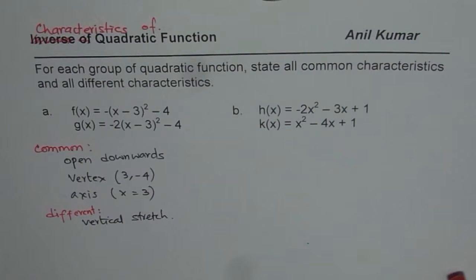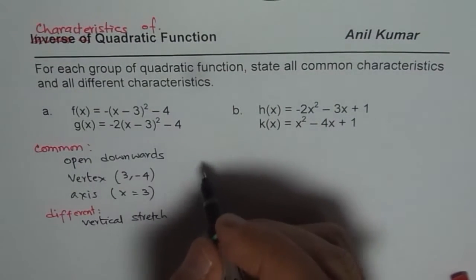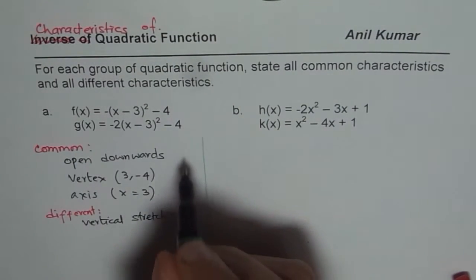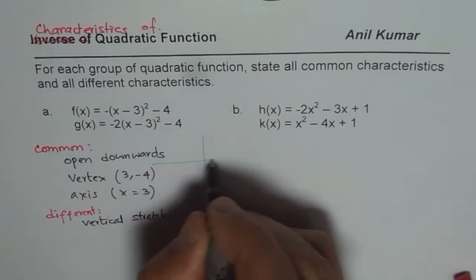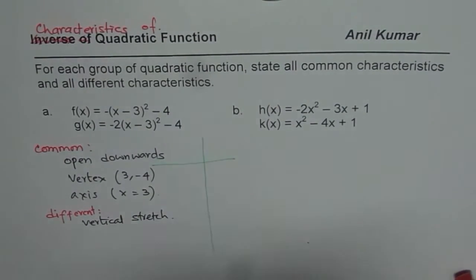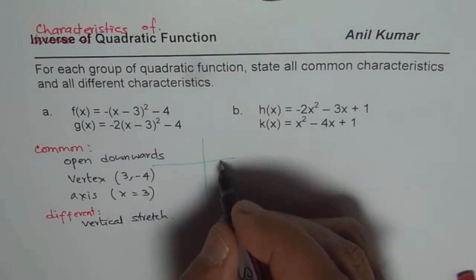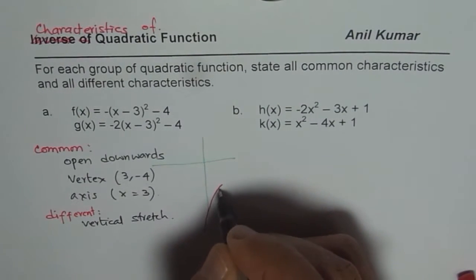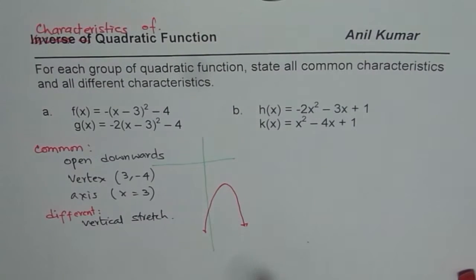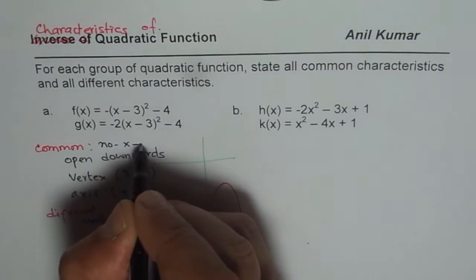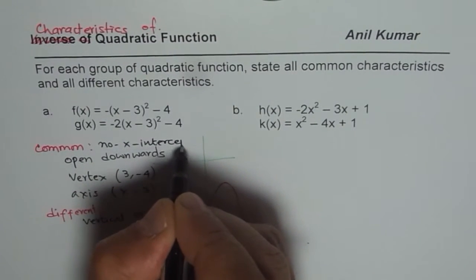Now you should think like this: when we have this function, let me sketch it also so that we make things very clear. It is opening downwards with vertex at 3 and minus 4. So minus 4 is down. Let me have the x-axis kind of here, right? So both the graphs open downwards. At 3 it is minus 4, so kind of here. They both open downwards, correct? So they do not have, as you can see, any x-intercept. So from this, we could add a common characteristic that they have no x-intercepts. Now that is a bonus, right?